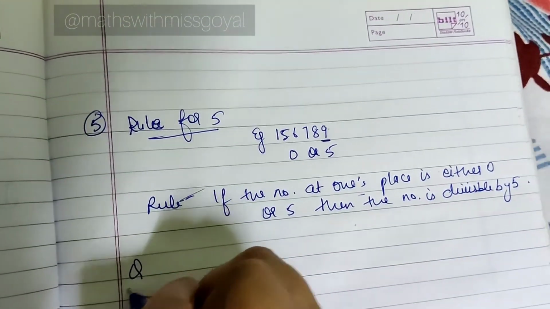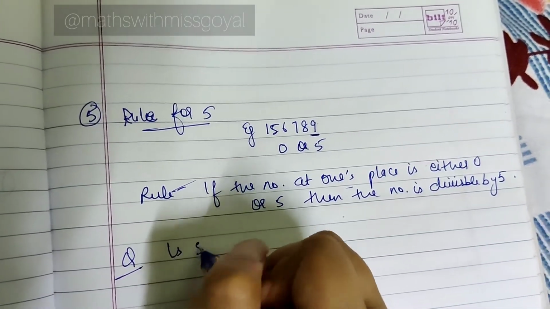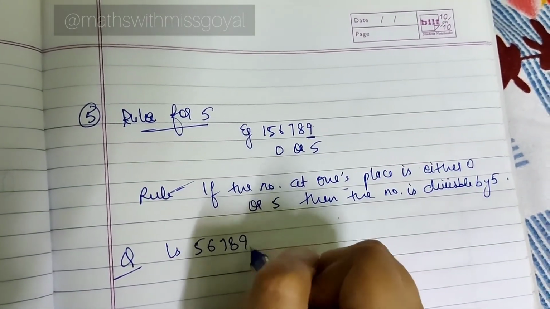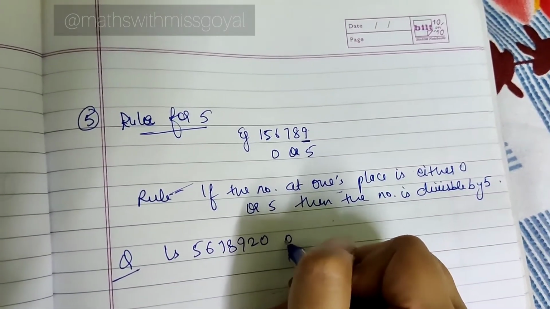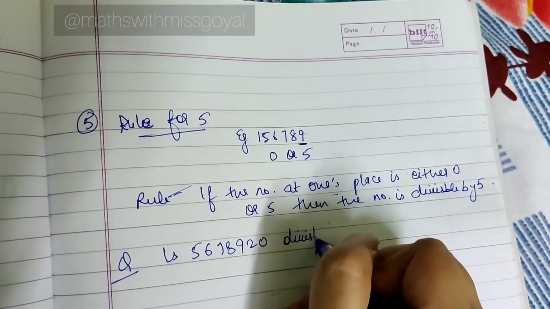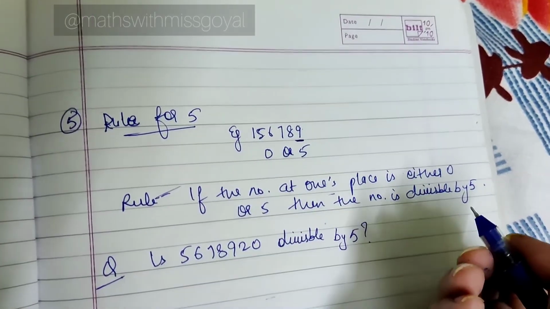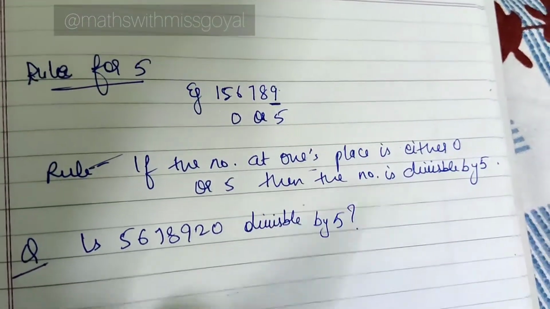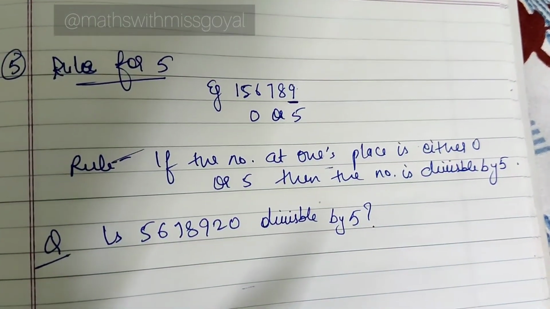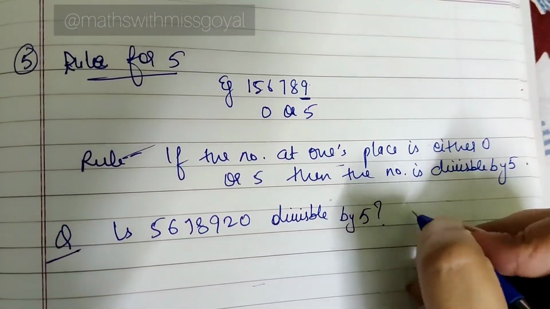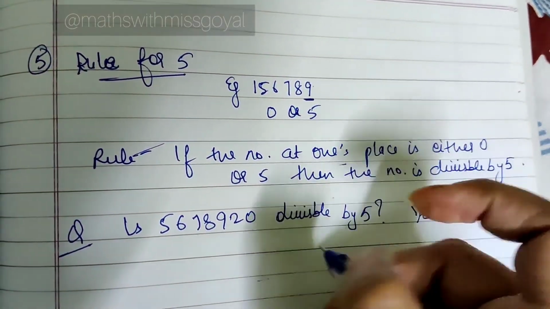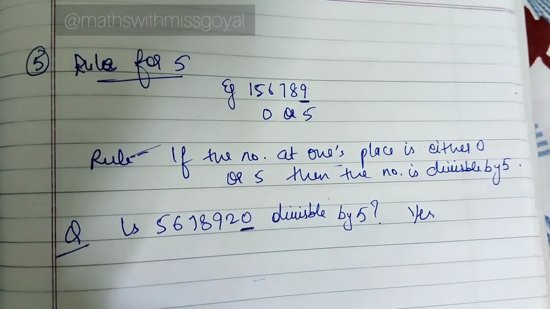So the question for you is: is 5 6 7 8 9 2 0 divisible by 5? Tell me yes or no. I'm giving you time, think and answer. Yes, because the number at the ones place is 0.